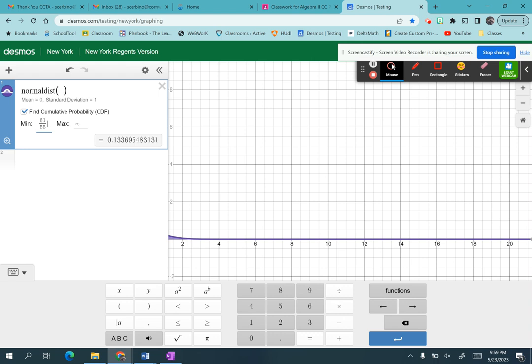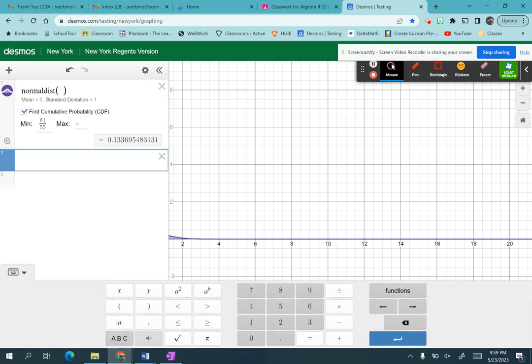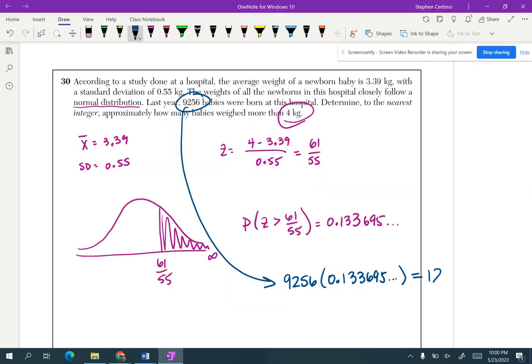So we could go back to our calculator and I can highlight this number. I guess I can't on my calculator right now because of what mode I'm in, but you can highlight that number. So I'm going to type in 9256 and multiply it by 0.133695548, so forth. The number of decimals you're putting here really shouldn't matter past like the fourth or fifth one. It's going to round to 1,237 babies. Notice it says nearest integer, so that's like the nearest whole number, right?